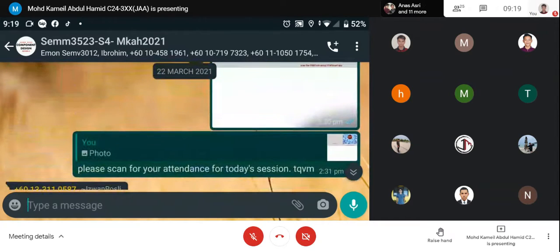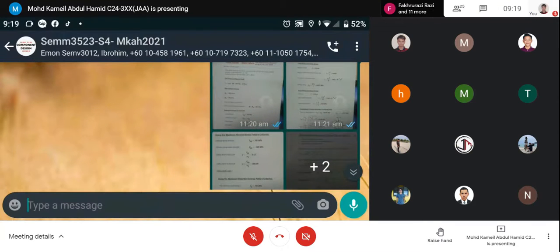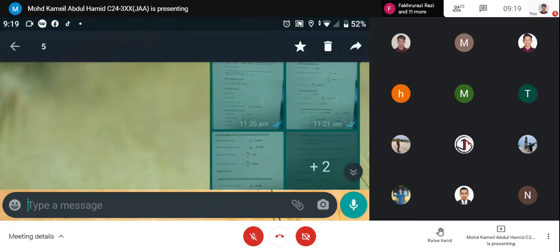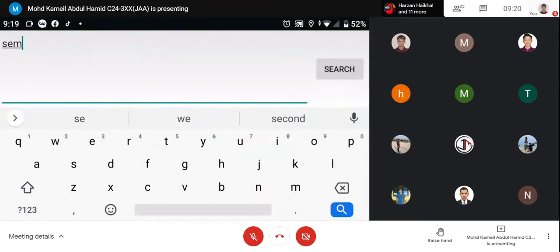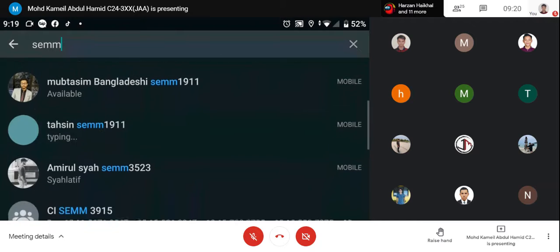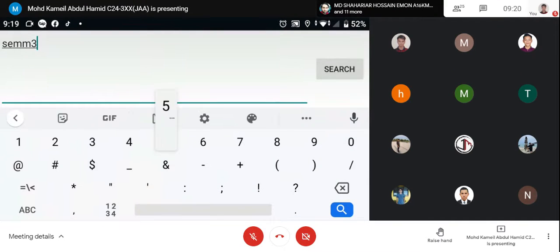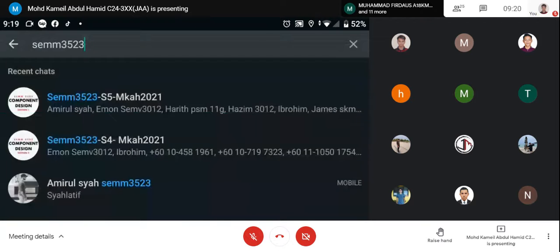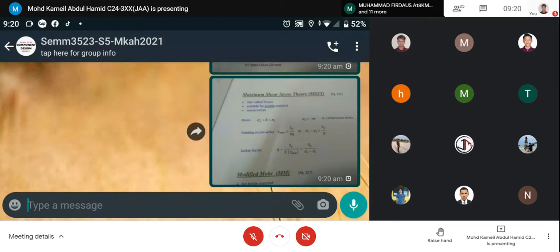Saya share ni. Okay, nanti saya forward kan. Aku lambat nak lupa.